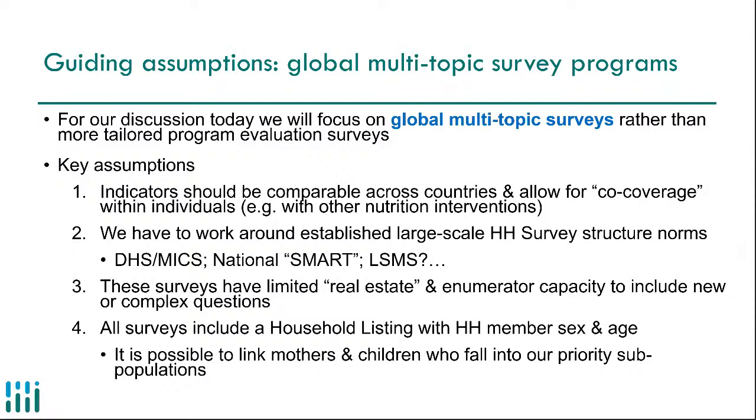Some of the key assumptions one must think about when we're designing indicators for these multi-topic surveys are as follows. One, the indicator should be comparable across countries and also allow for co-coverage within individuals. So for instance, whether that child is receiving not just the meal at school, but also other nutritional benefits in the community or in the household as well.